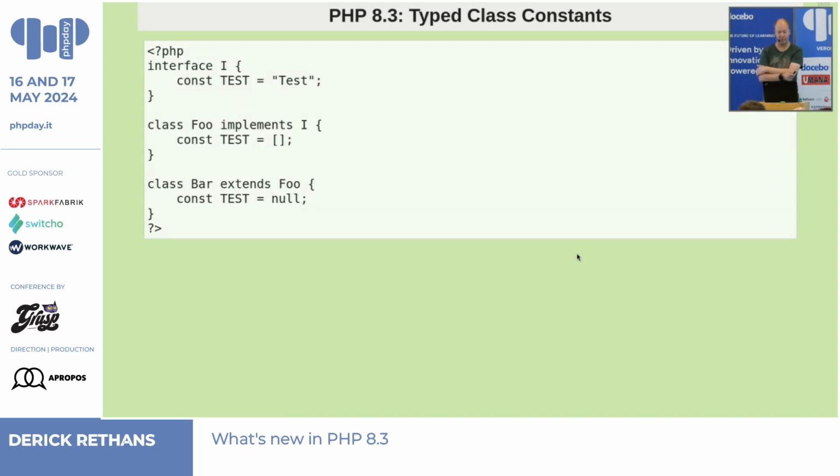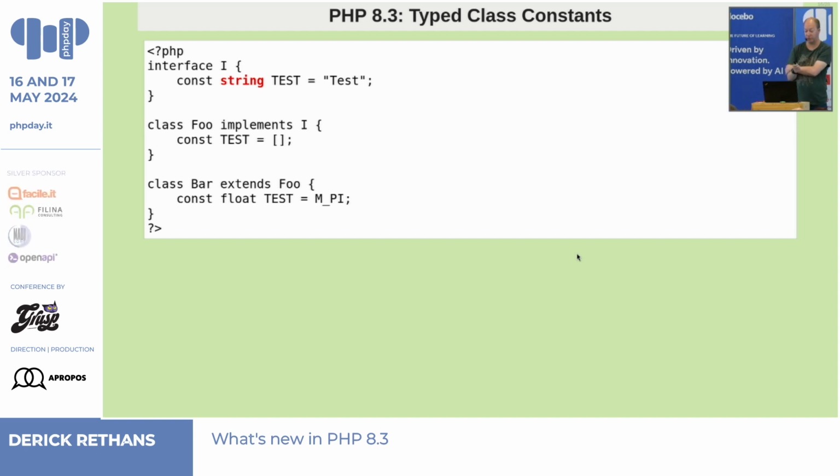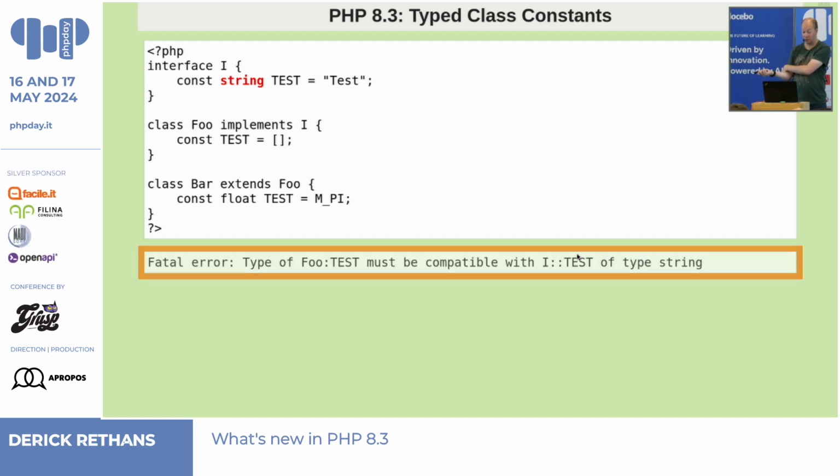So in PHP 8.3 we have added typed class constants, so if you type them, but only if you type them, then all the standard rules for inheriting types apply for the constant as well. So when you run this, you'll now get the fatal error: the type of foo::test must be compatible with iTest::test of type string. The funny thing is, the first time I made this slide, I didn't get the error, even though I was expecting the error.